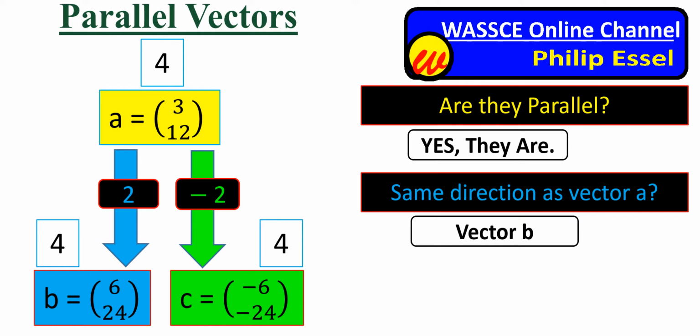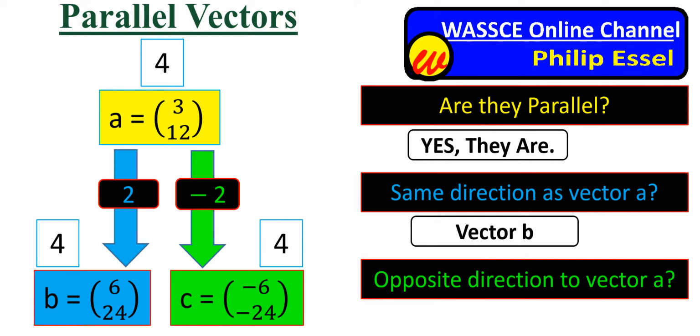Let's look at the final question. Which of the vectors move in the opposite direction to the vector A? Also, in this case, the answer is very obvious. It is the vector with the negative scalar, and that vector is vector C. Let's look at some examples.